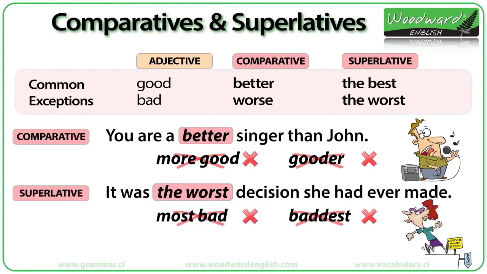With bad, the comparative is worse, and the superlative is the worst. For example, it was the worst decision she had ever made. We do not say most bad or baddest, no. We say the worst.